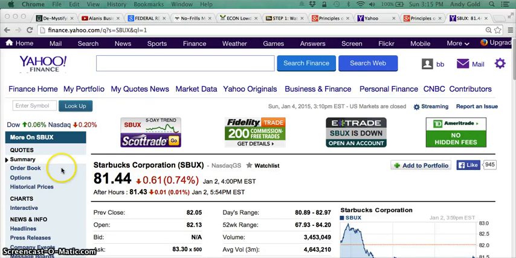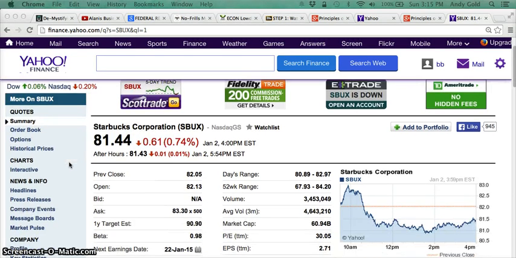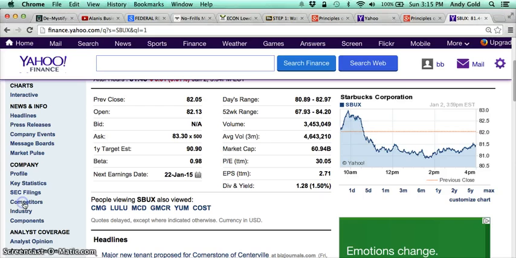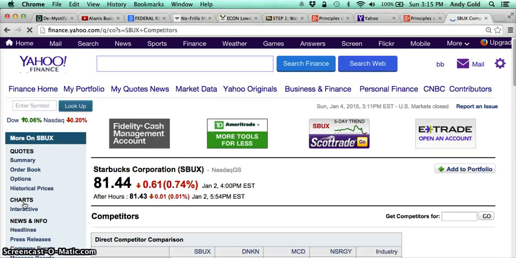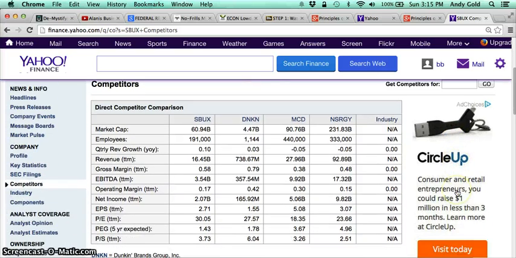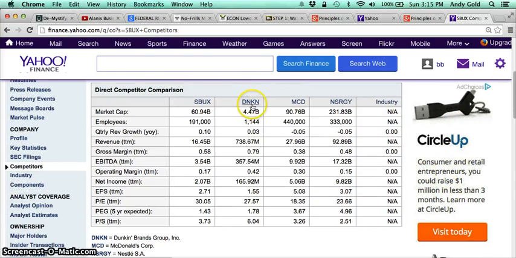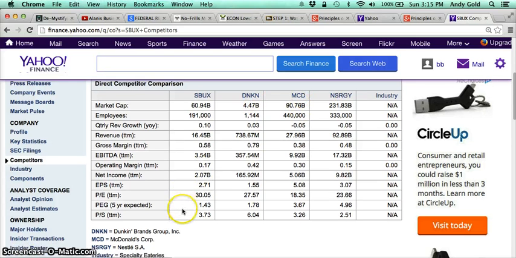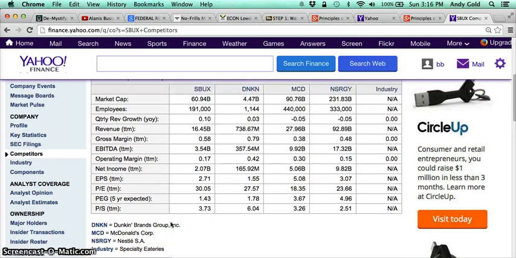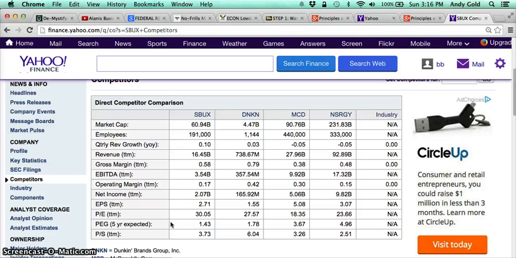Well, you can simply just go to this page here for Starbucks, and you'll see as you scroll down a listing for competitors over here on the left-hand side. So let's click on that and see who is considered to be Starbucks competitors. Well, one competitor is, of course, Dunkin' Donuts. And if you're not sure what DNKN is and MCD, if you look at the bottom here, it gives you a key and it shows you what those symbols represent. So here, this gives us more perspective.